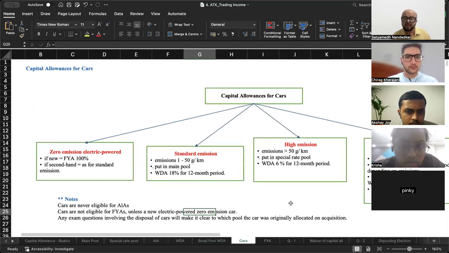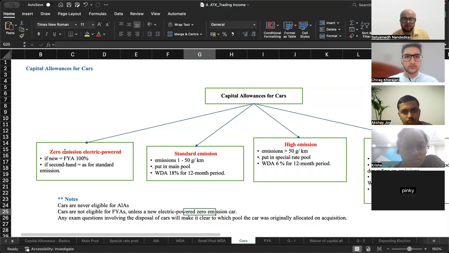Okay, now when it comes to cars, there are certain points you need to keep in mind. I divide the cars into 4 categories. Zero emission electric powered, no CO2 emission, fully electric powered cars. If the car is new, 100% FYA. Okay, if the car is second hand, as for standard emission cars.